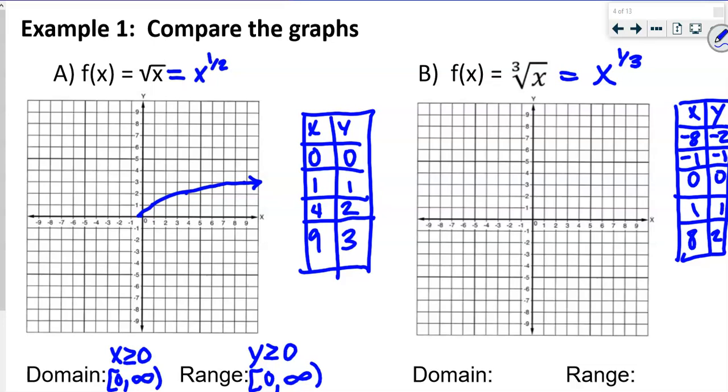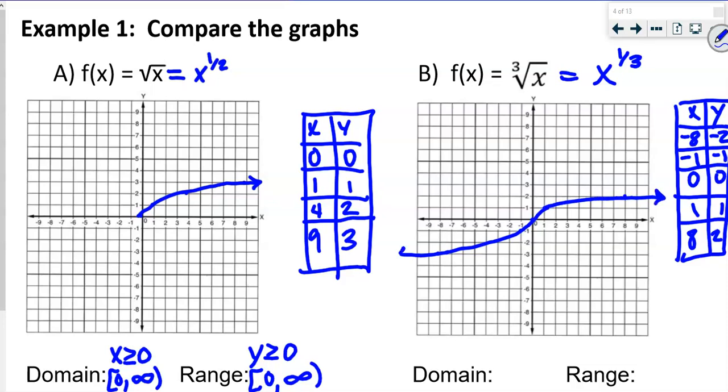So let's go ahead and graph this. So at -8, we've got -2 right there. At -1, we've got -1. At 0, we're 0. And then at 1, we're at 1. And then at 8, we're at 2, okay? So now notice how this graph curves. Y'all see this? So this graph's going to start out here, and it's going to come up through here, and it's going to go out the other side, okay?